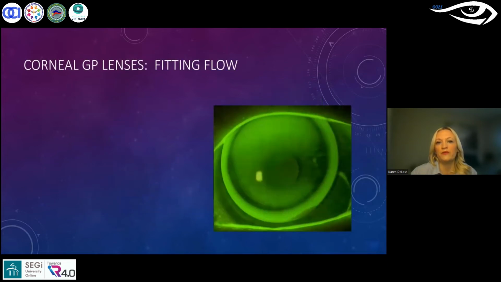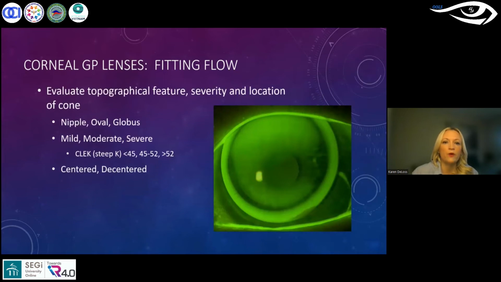So gas permeable fitting flow. You want to know what type of cone you're working with. So nipple, oval, or globus, and whether it's mild, moderate, severe. We know from the CLEK study, less than 45 to 52 is moderate, and greater than 52 is considered severe.